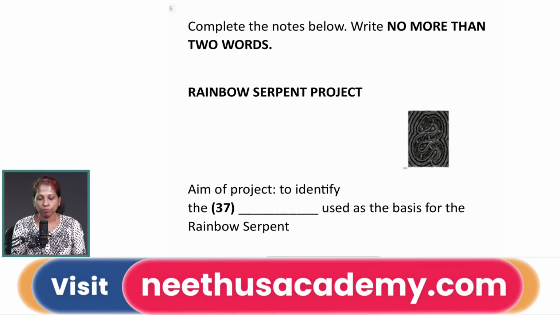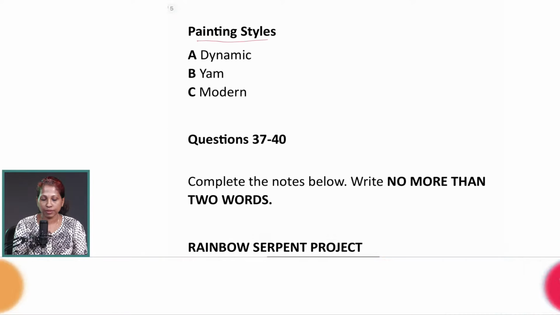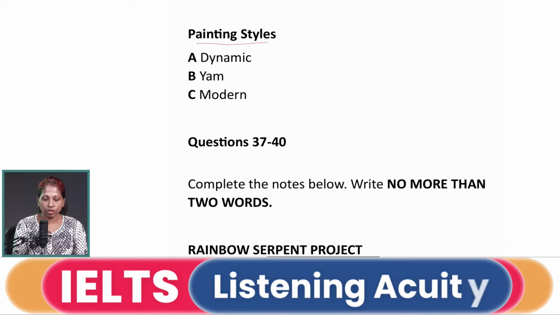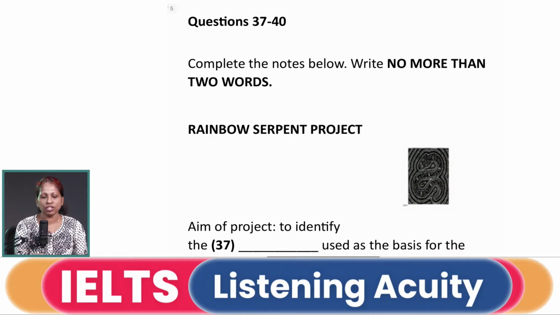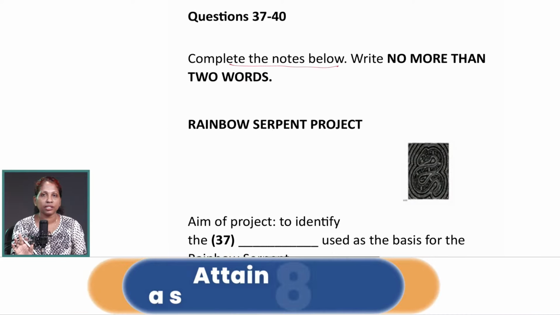Next set of questions. Next is 37 to 40. Right, so 4 questions which are actually notes, completing notes, which is a very common kind of question in listening, completing the notes.